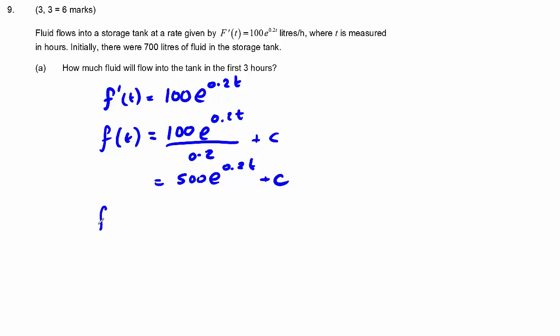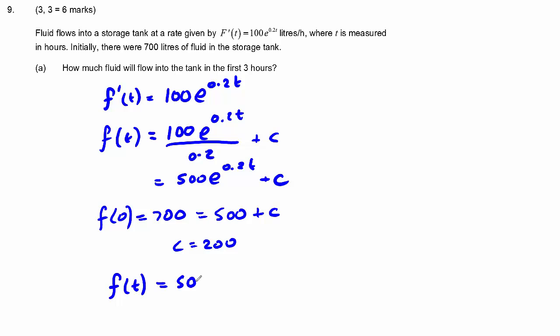Now we know that F(0) is equal to 700, so that's going to be equal to 500 plus c if t is 0. e^(0.2 times 0) is just 1, and therefore c is equal to 200. So we now have that F(t) is 500e^(0.2t) plus 200.